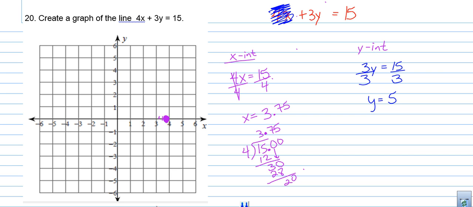Okay? Now y equals 5, that's really easy. That dot goes there. And then you just connect your dots. And if you had a ruler, it would make it really easy to do, but you'll just try your best to split the center, and there you go. You have your equation of your line. You have your graph of your line using the x-intercepts and the y-intercepts.